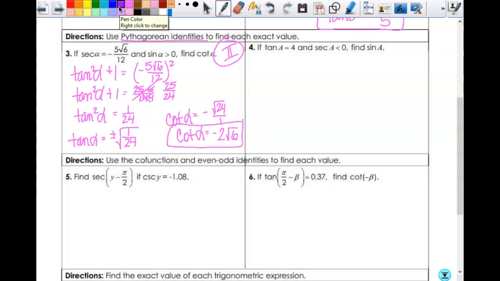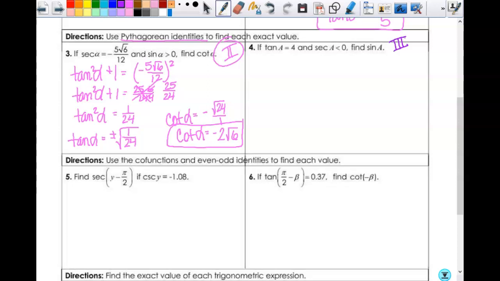So number 4, I have tangent. Tangent is positive. Secant is negative. So that means I'm in quadrant 3, and I need sine. Okay, so tangent, if I use the Pythagorean identities, can give me secant. And then if I have secant, I can find sine. So I'm going to have to do this one in 2 steps.